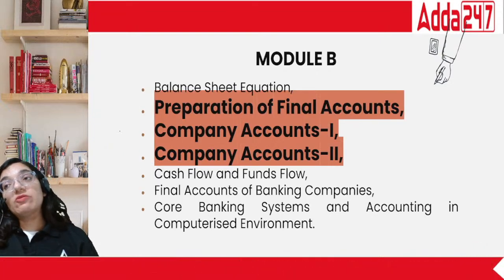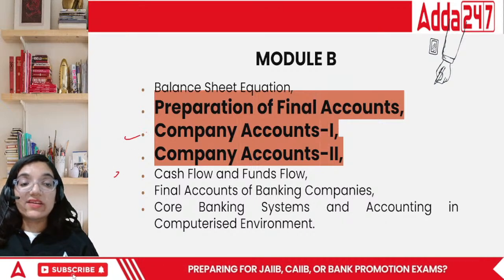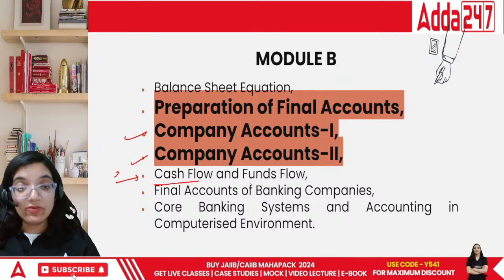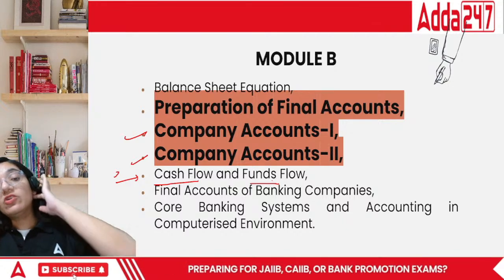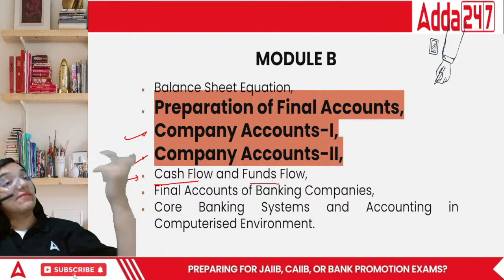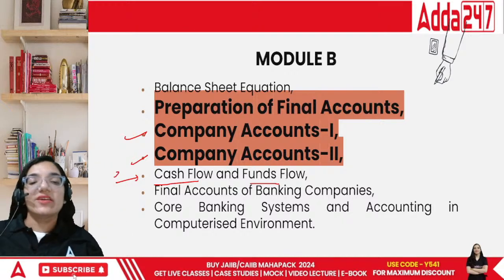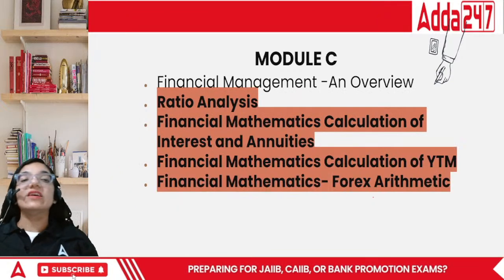Module B is about understanding company form. How does a company work? So you not only understand a company, but their further statements that are called cash flow and fund flow, how the movement of funds takes place. And then you also learn about CBS. CBS is something that you are studying in PPB as well. So this is interconnected. And you also understand what the books of banking companies look like. How do they show it?